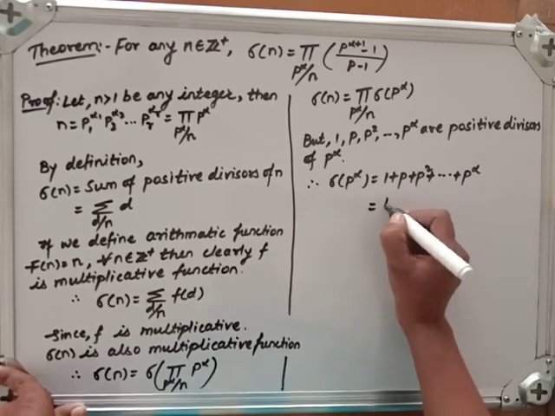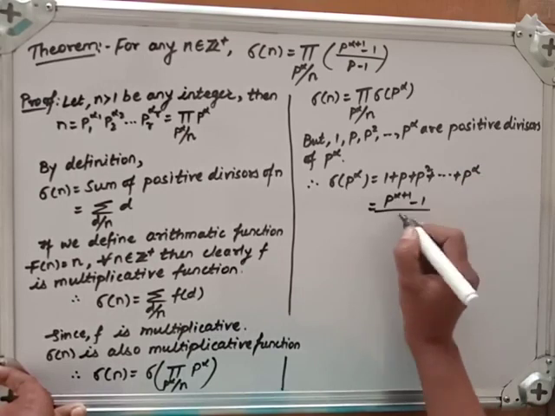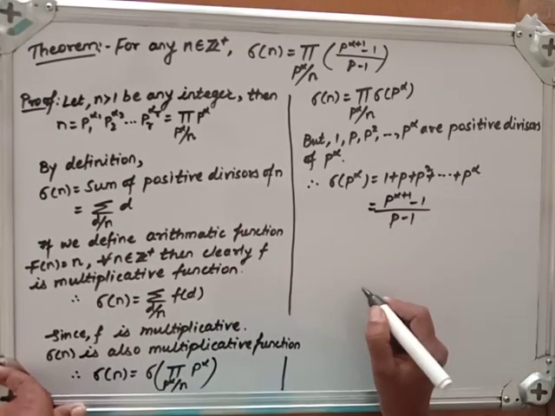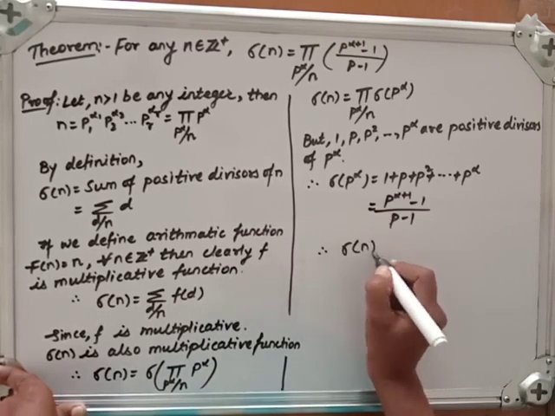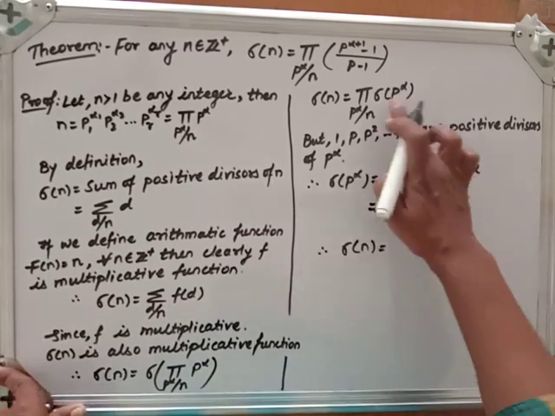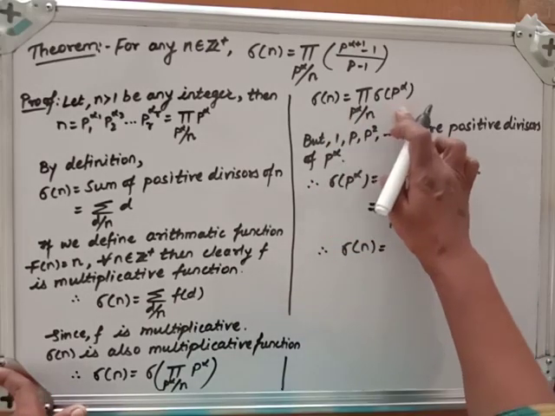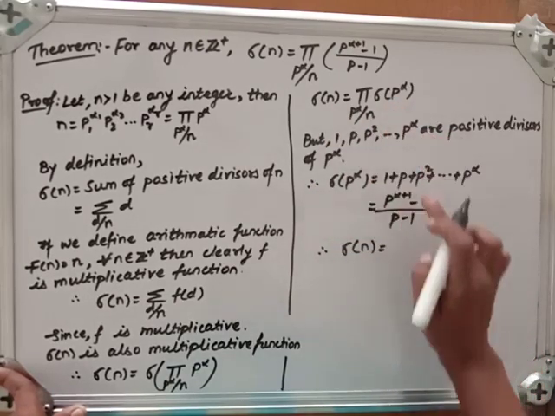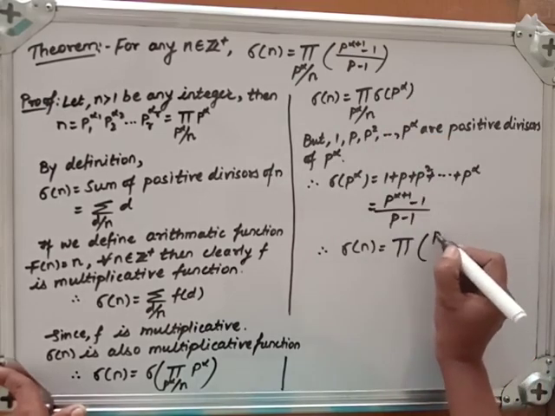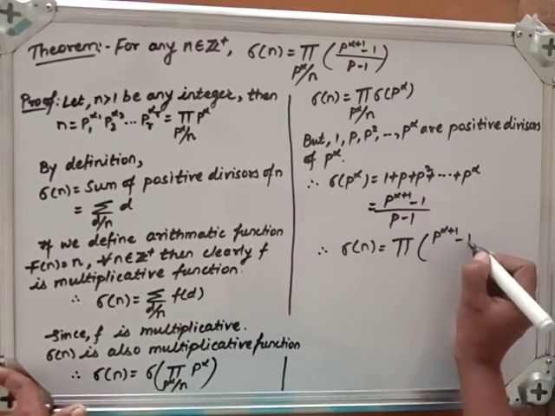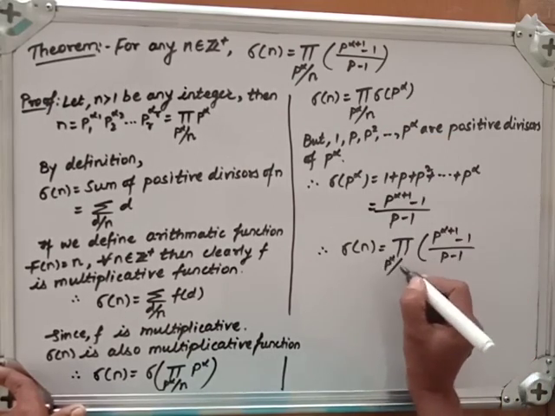and that is same as p raised to alpha plus 1 minus 1 upon p minus 1. Using binomial, you know this one can be written as such. Fine. Therefore, sigma of n, we have to put the value of sigma p alpha here. This is same as product of p raised to alpha plus 1 minus 1 upon p minus 1, where p raised to alpha divides n.